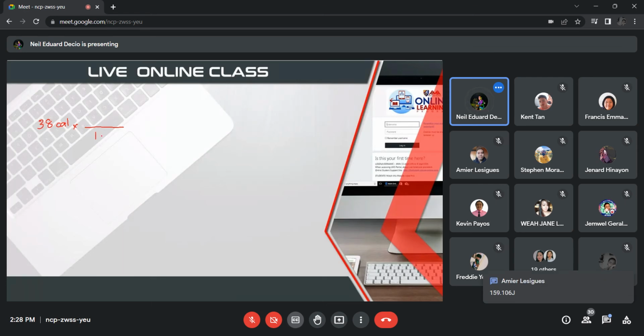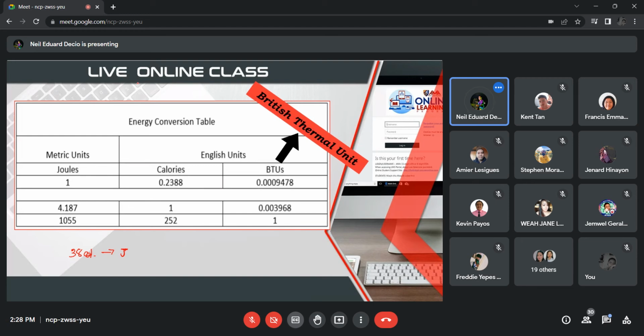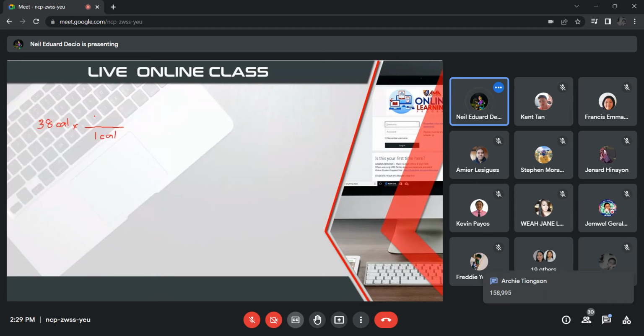So 1 calorie is equal to how many joules? According to the table, may sagot na si Mr. Lisigas. According to him, 1.59.106 joules daw. Okay, let's try to find out kung correct. So 1 calorie is equal to 4.187 joules. So multiply lang natin to. Correct ba? 1 calorie to joule.